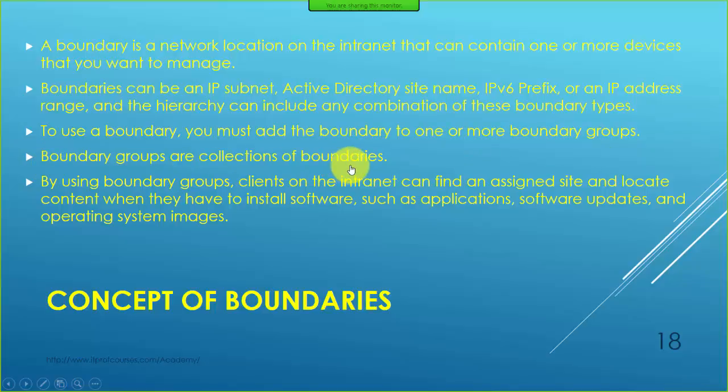So when we are creating a boundary, what we need to create now is a boundary group. By using boundary groups, what do we get from there? Clients on the intranet can find an assigned site, which in our case is Toronto, and locate content. So we're going to be distributing some of the applications, so they can locate that through boundary groups when they have to install software such as applications, software updates, and operating system images. So boundary groups help us do what? Clients on the intranet can find an assigned site.